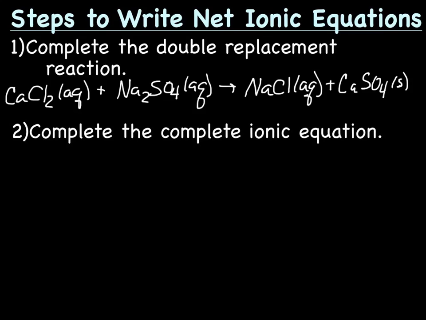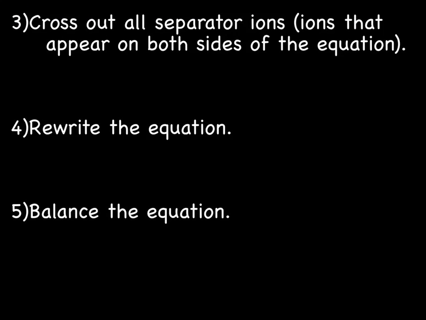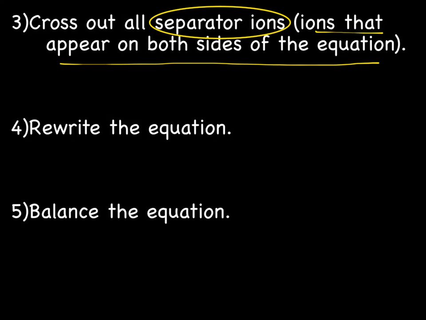Step 2, complete the complete ionic equation. And when we did the complete ionic equation, we ended up with calcium ion plus chloride ion plus sodium ion plus sulfate ion produces sodium ion plus chloride ion plus solid calcium sulfate. Okay? All right, next step is to cross out all spectator ions. Remember, spectator ions are ions that appear on both sides of the equation.